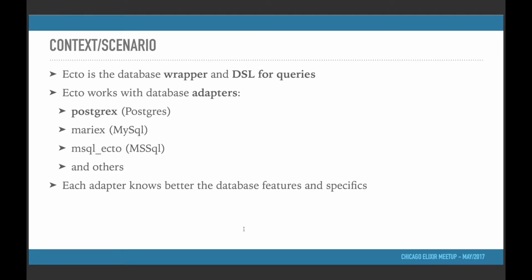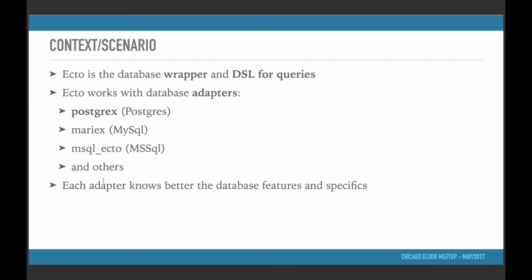So the context is that Ecto is a database wrapper around many databases. But Ecto is different from Active Record, which is coupled with lots of other stuff. Ecto is just the wrapper and has a DSL for querying that database. Ecto works with adapters. I have some examples here, but we have many more. We have Postgres, which is specific for this talk, but we have other databases.